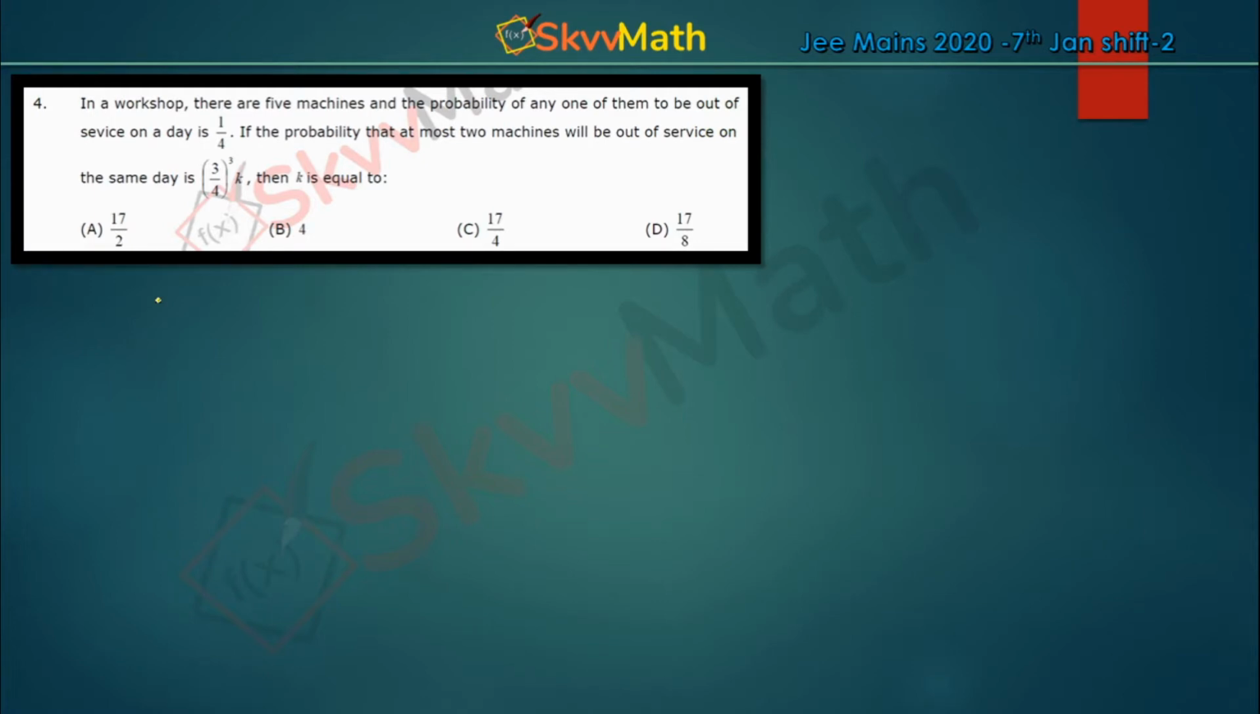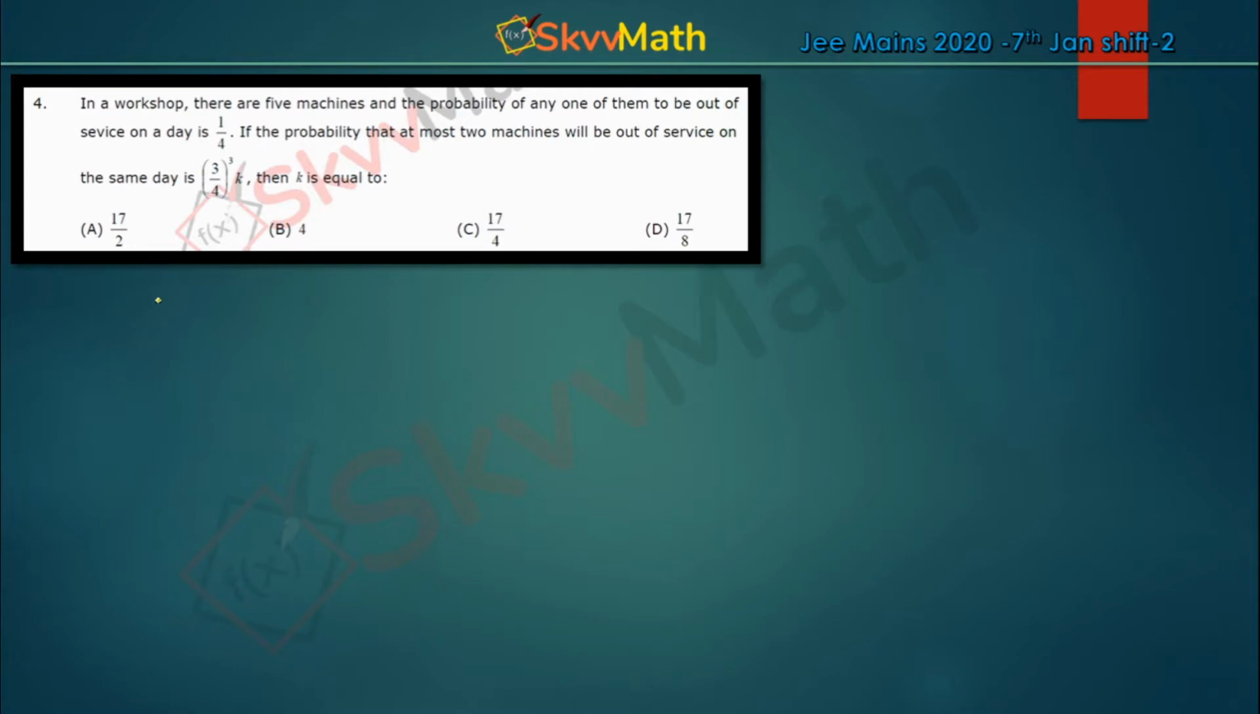In a workshop, there are 5 machines and the probability of any one of them to be out of service on a particular day is 1 by 4. If the probability that at most 2 machines will be out of service on the same day is (3 by 4)^3 into k, here we have to find out what is the value of k.